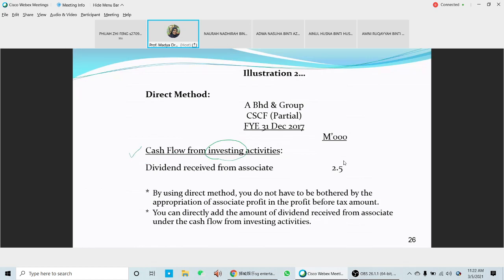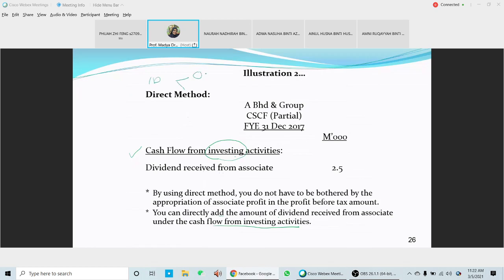So you're going to have a dividend received from associate of 2.5 here. By using direct method, you do not have to bother about the share of profit in the profit before tax amount. You can directly add the amount of dividend received from associate under the cash flow from investing activity. So for a direct method, we only have it under investing activity. But for indirect method, we're going to have both.